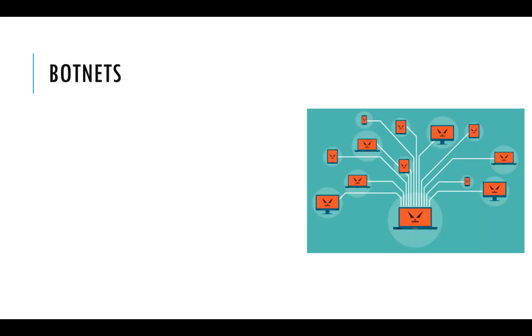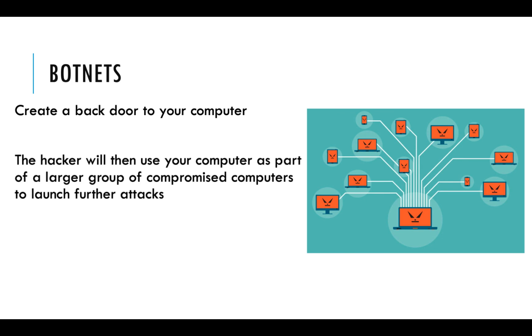And finally, we look at botnets. And these will create a backdoor to your computer, allowing a hacker to use it without your permission. The hacker will then use your computer as a part of a larger group of compromised computers to launch further attacks, normally a denial of service attack. And again, this tends to be the payload of the virus. And that's everything that we need to cover for the last part of our data security chapter.